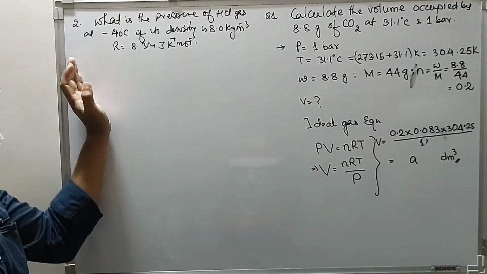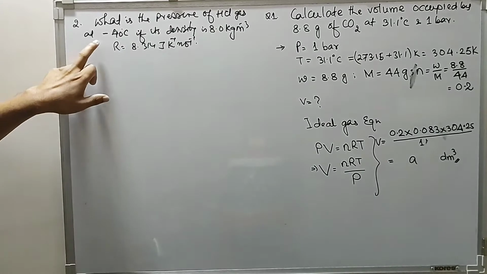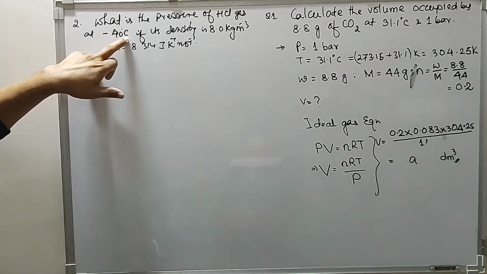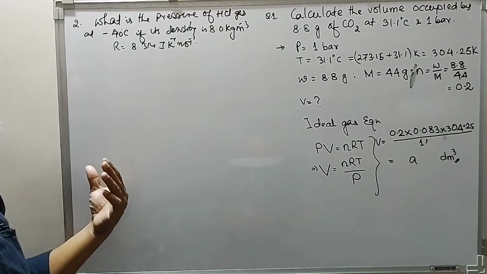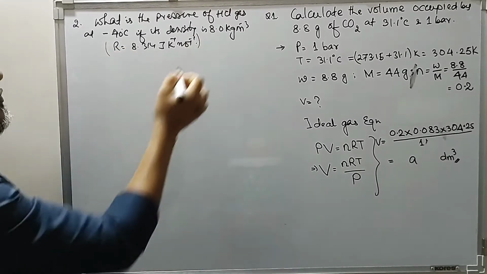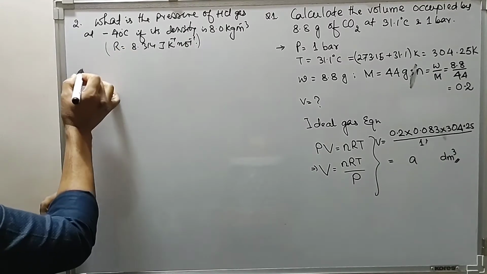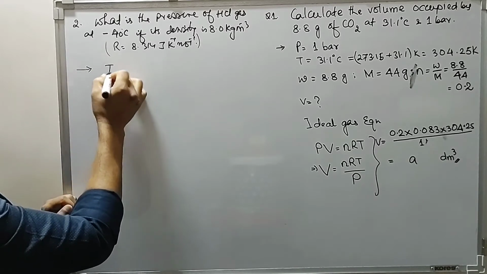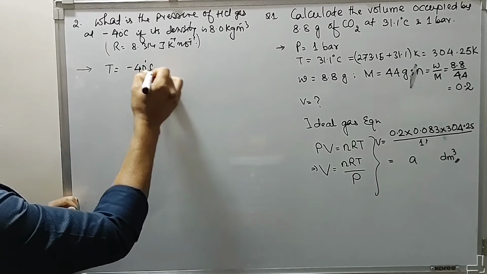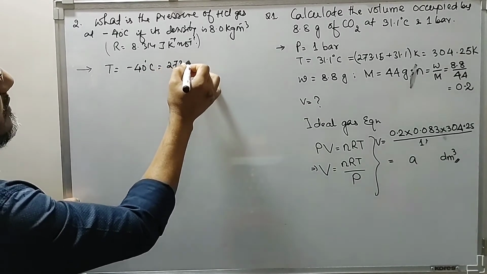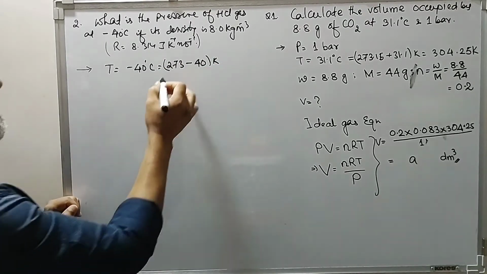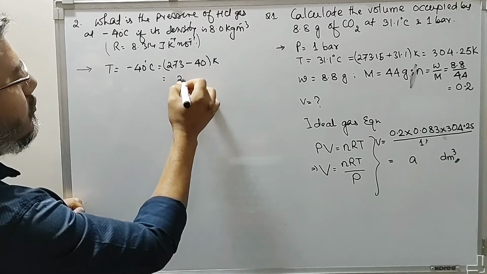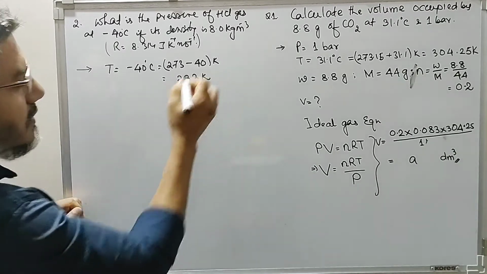Now looking at question number 2, the question says what is the pressure of HCl gas at minus 40 degrees centigrade if its density is given as 36.0 kilogram per meter cube. R is given as 8.314 joule per Kelvin per mole. So the data given: temperature is given as minus 40 degrees centigrade. So this is 273 minus 40 Kelvin. So this comes out to be 233 Kelvin.